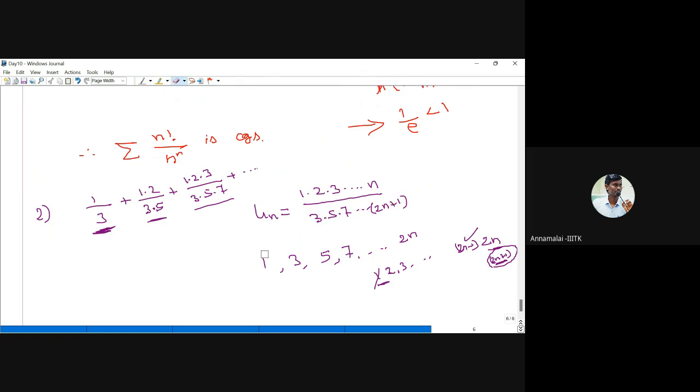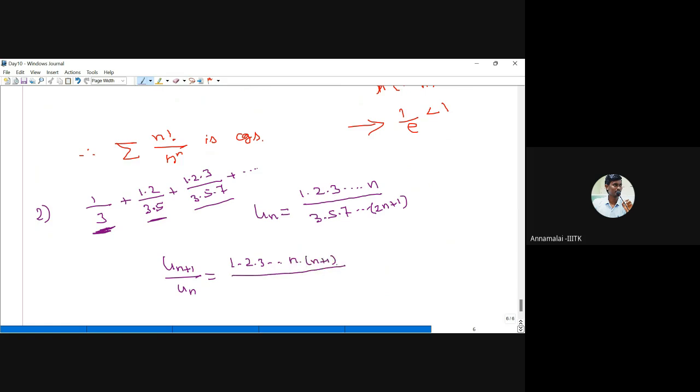Now find the quotient u(n plus 1) by u(n). Replace n by n plus 1 and you will get u(n plus 1). Find the quotient u(n plus 1) by u(n), and then cancel the common terms. You will get only one remaining term. So u(n plus 1), the numerator is 1 into 2 into 3 into etc. n into (n plus 1), divided by 3 into 5 into 7 etc. into 2n plus 3.